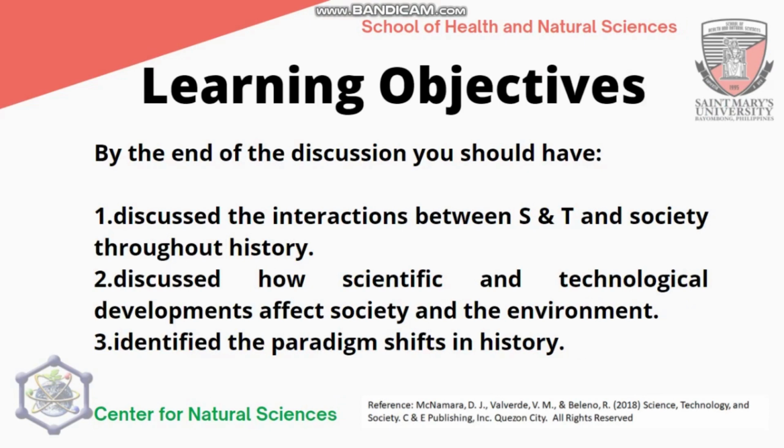So the learning objectives of our discussion for today are the following. By the end of the discussion, you should have discussed the interactions between science and technology and society throughout history. Second, discussed how scientific and technological developments affect society and the environment. Third, identify the paradigm shifts in history.